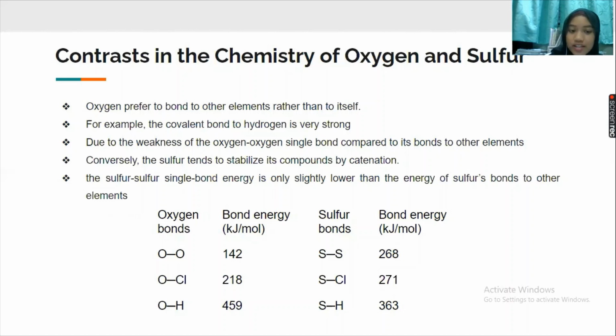Here in the table, you can see the single bond of oxygen and chlorine. The bond energy is 218, which is higher than the single bond of oxygen-oxygen. But for sulfur bonded with chlorine in a single bond, the bond energy is 271, just slightly higher than the sulfur-sulfur single bond. For the oxygen and hydrogen single bond, the bond energy is 459, which is high. And for the sulfur and hydrogen single bond, the bond energy is 363. We can say that the oxygen and hydrogen single bond is higher compared to the sulfur and hydrogen single bond.